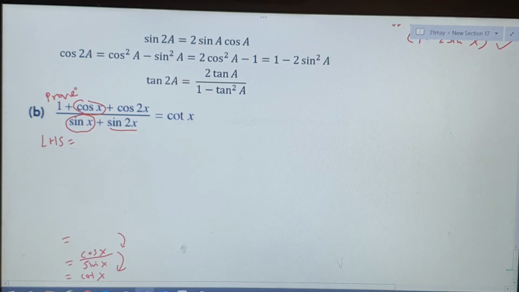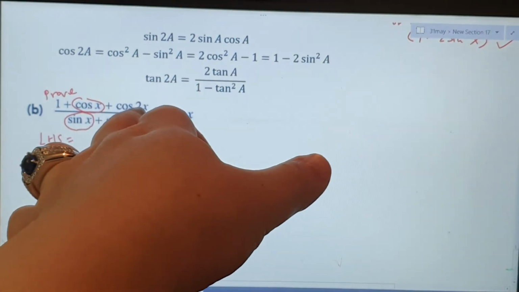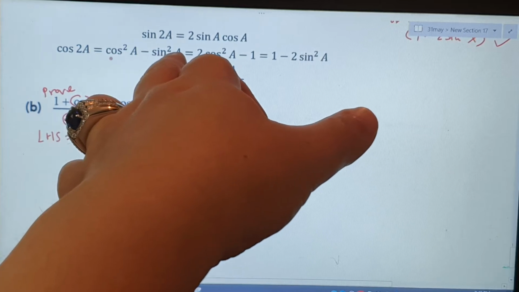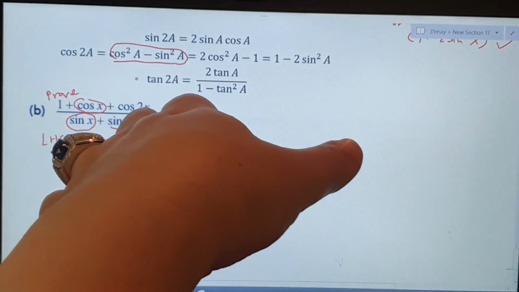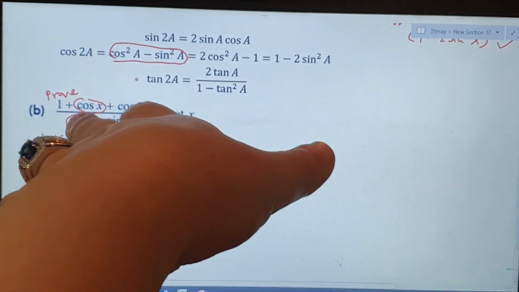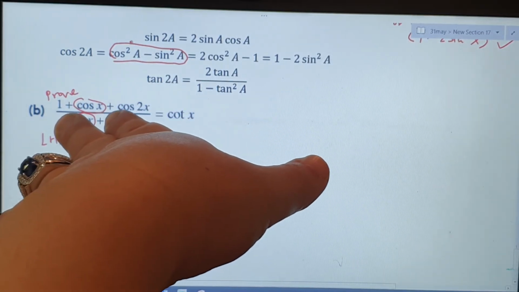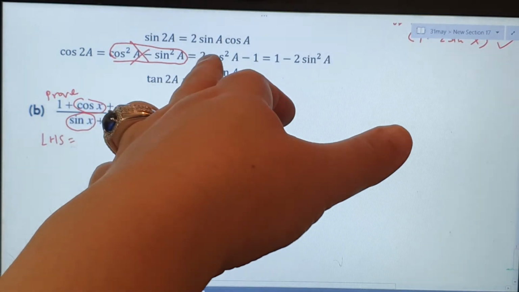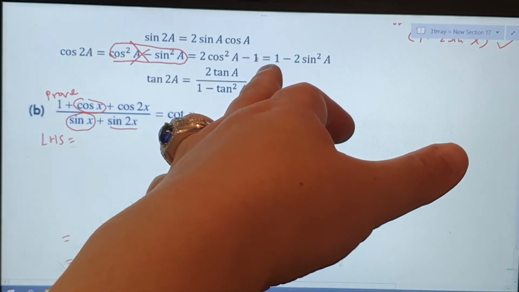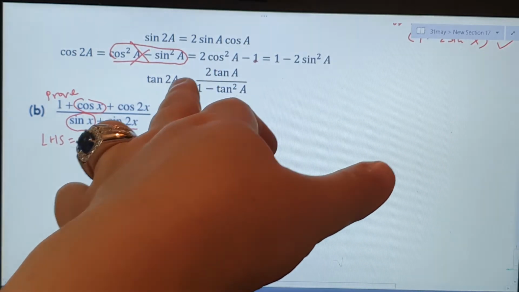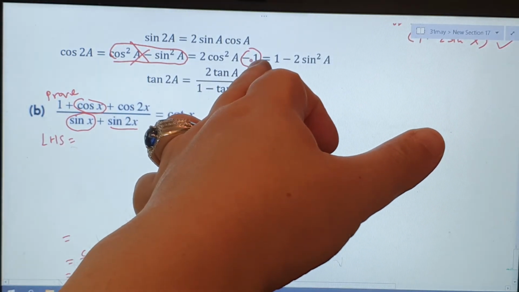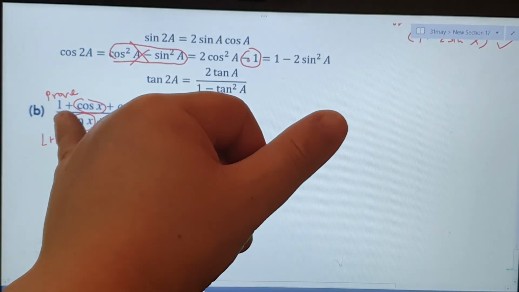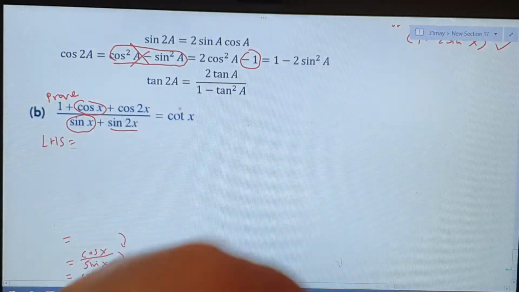2x. So you see, this cos 2x, if I change it to this, not much use, because I make the numerator even more complicated. Can you see that? So I don't use this. Now if I take 2 cos square a minus 1, maybe this minus 1 is useful because it will help me cancel off this 1 here. So that's what I'm going to do.